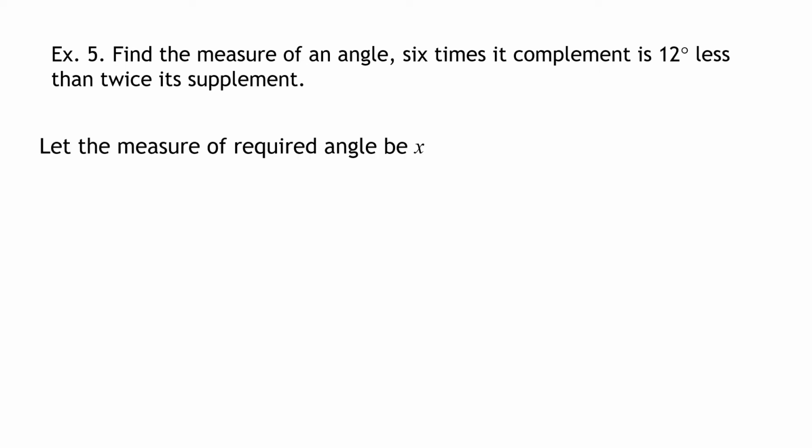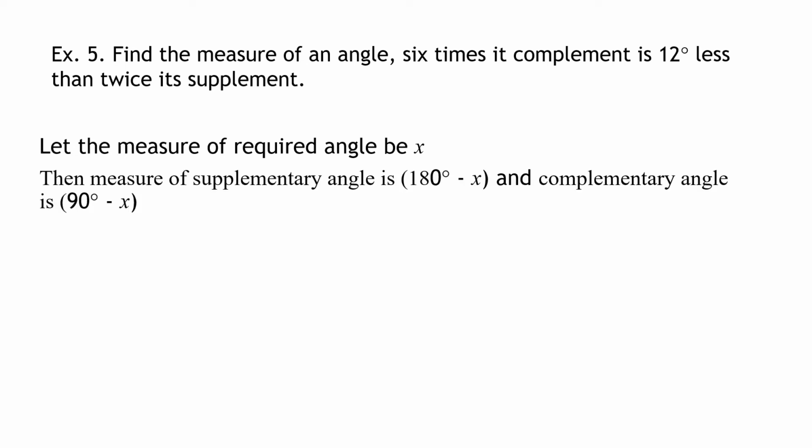Let the measure of the required angle be x. So we are supposed to find x. The complement of this x will be 90 minus x. The supplementary will be 180 minus x. So the measure of the supplementary is 180 minus x and the complementary angle is 90 minus x.